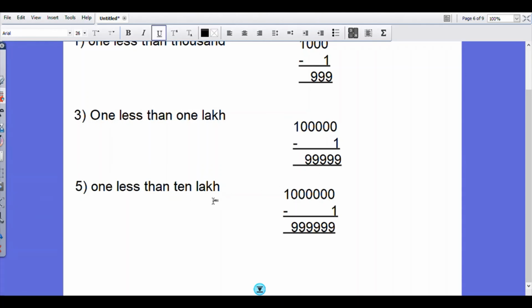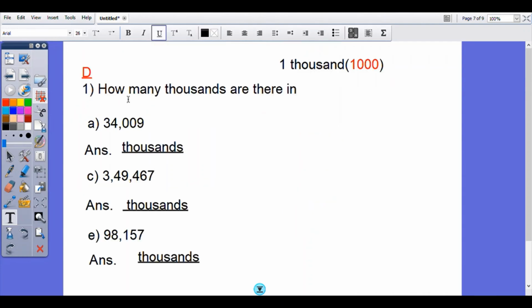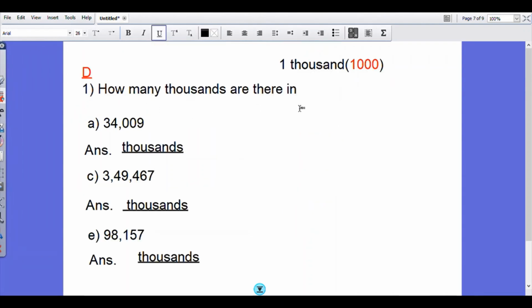Now 1 less than 10 lakh. So you write 10 lakh, then subtract 1 from it. So ones, tens, 100, 1000, 10,000, and 9 lakh: 9,99,999. It is in the Indian system. If you read this in the international system: ones, tens, 100, then 1000, 10,000, 100,000. That means 999,999.